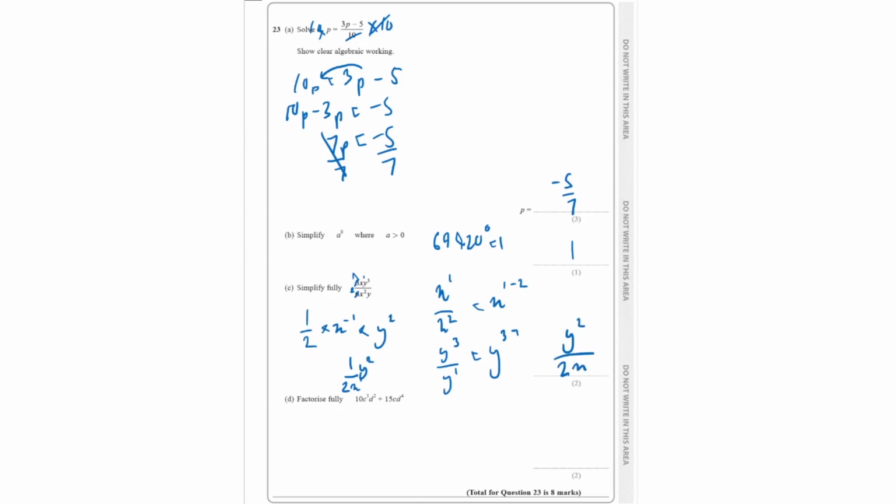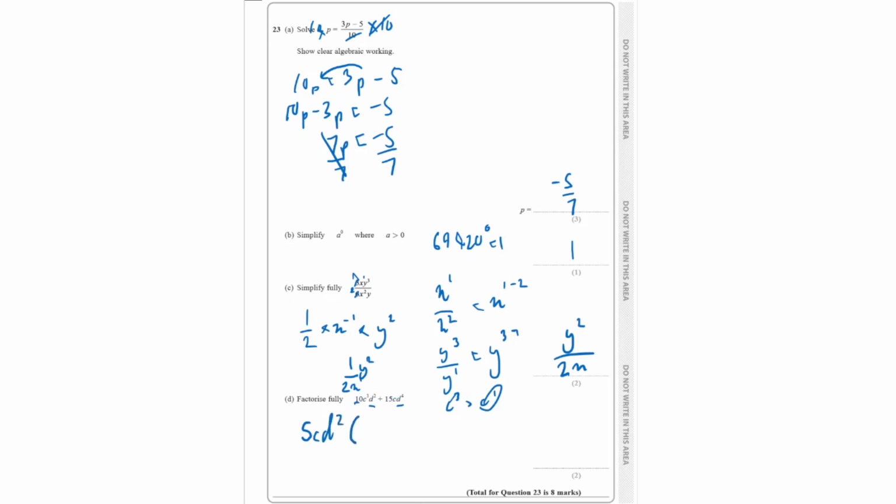Factorize fully. 10c cubed d squared plus 15c d to the power of 4. First off, I can see 10 and 15 have a common factor of 5. I can just write 5 here. Now, when factorizing powers, we simply take the smallest power, and c to the power of 3 is bigger than c to the power of 1. So we simply take c to the power of 1. So we write c. We have d to the power of 2 and d to the power of 4. Since d to the power of 2 is smaller, we write that.